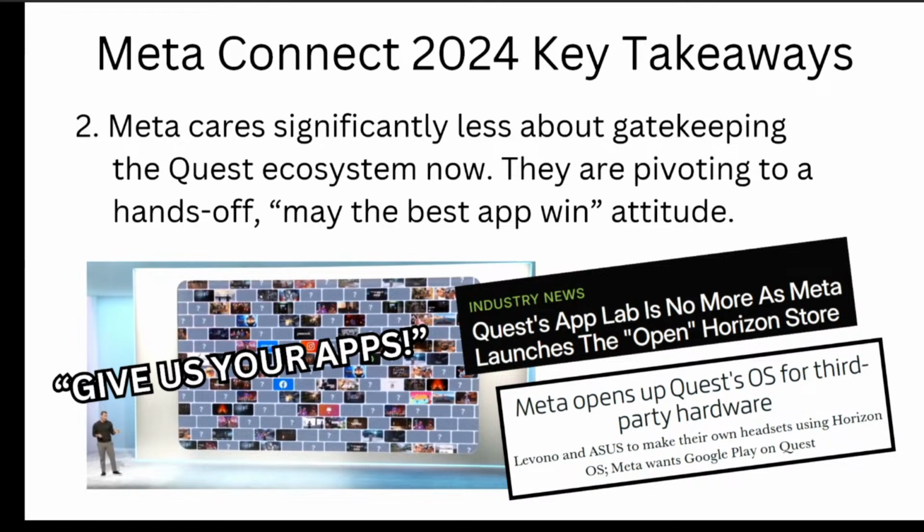They even are accepting flat apps now, which they didn't allow before, except if you were Steam Link. But yeah, so they're also opening up the Quest OS for third-party hardware. We still have yet to see where that's going, but apparently they're going to partner with Lenovo and Asus. Meta, I guess, wants Google Play on Quest, which is an interesting pivot. So it seems like they are sort of backing off a little bit and they just want to see what happens.